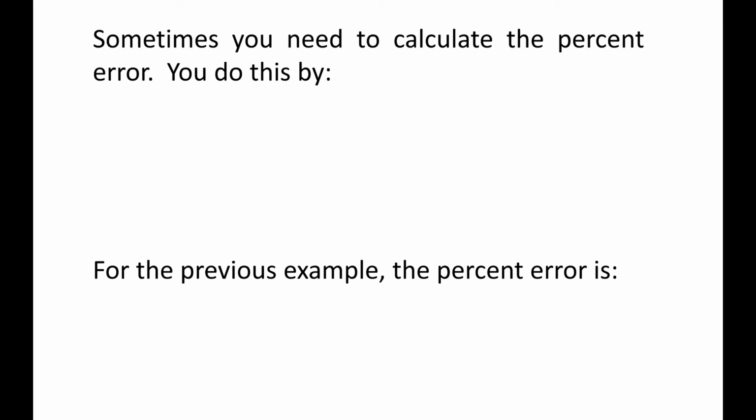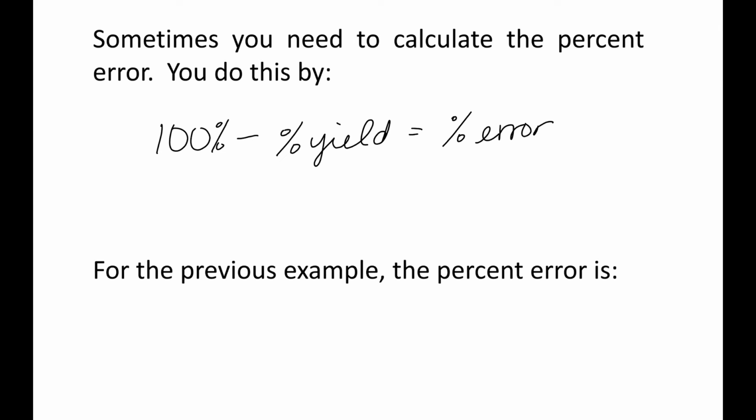Sometimes you need to calculate the percent error. There's a way to do it: the actual yield minus the theoretical yield, divided by the theoretical yield, times 100, and that really was kind of complicated. But the easy way of doing this is to take 100% minus your percent yield, and this is actually your percent error. So in our case, we have 100 minus 84.9, so we have a 15.1% error. Okay, not too difficult, right?